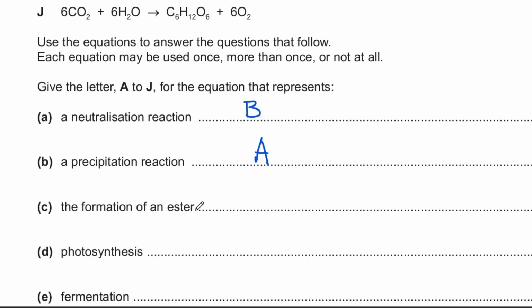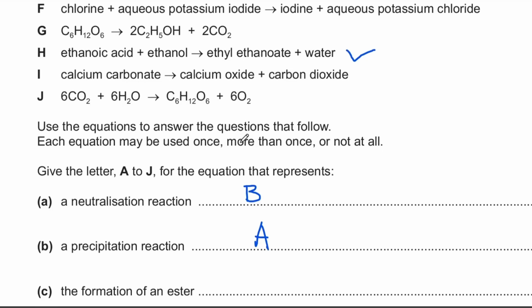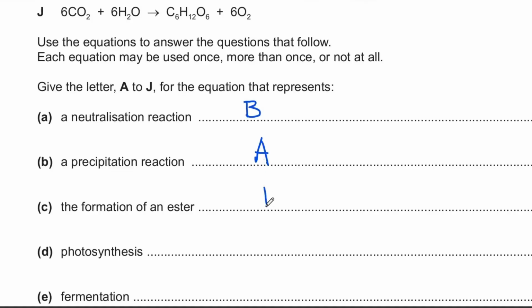Next, the formation of an ester. An ester is formed when an alcohol reacts with a carboxylic acid, producing an ester and water. So from the equations above, H is our answer. We have ethanoic acid plus ethanol to give us ethyl ethanoate and water, which is our ester and water. So H is our answer.